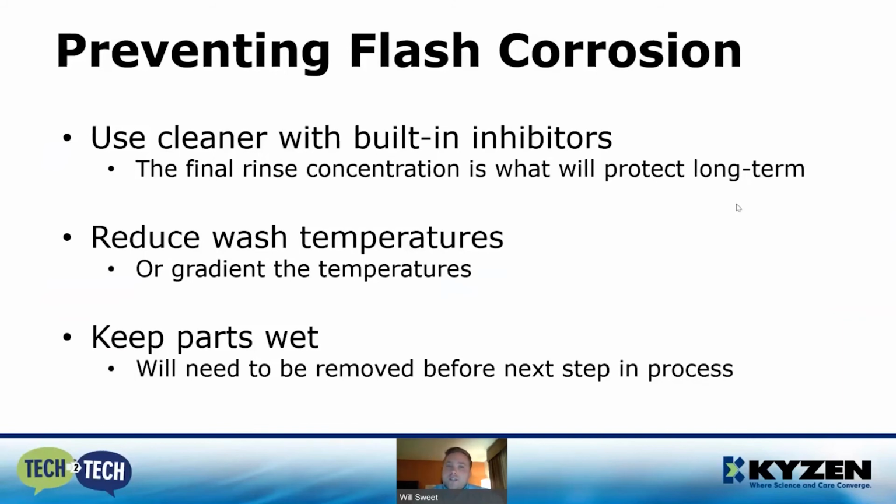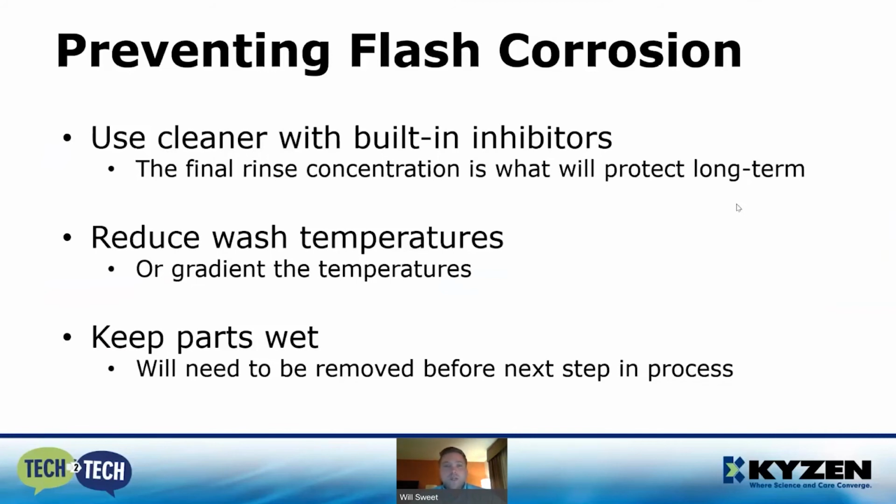It's worth mentioning that the final rinse concentration of this product is what's going to protect your part long term. So if you're washing the part in an 8% solution of this dual cleaner and rust inhibitor, that's not going to be protecting your part long term. It's only protecting in between and doing the cleaning. Then once you get to the rinse and say it's 3% in the rinse, that 3% is what's going to be protecting your part going forward.